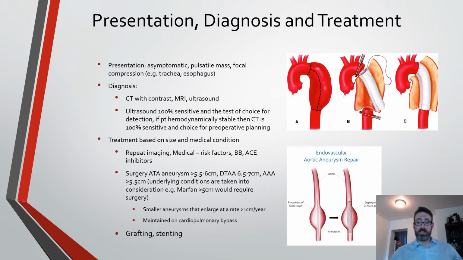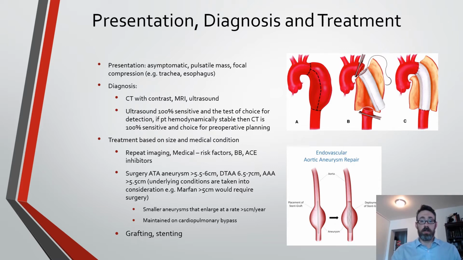In terms of presentation, most aneurysms are asymptomatic and are found incidentally during workup for something else, or upon imaging. On examination you could find a pulsatile mass, like in an abdominal aortic aneurysm, or they may have symptoms based on focal compression. As the aneurysm grows, it compresses adjacent structures. For example, a large aortic aneurysm in the thorax could compress the trachea or bronchi, causing respiratory issues, or the esophagus, causing dysphagia.